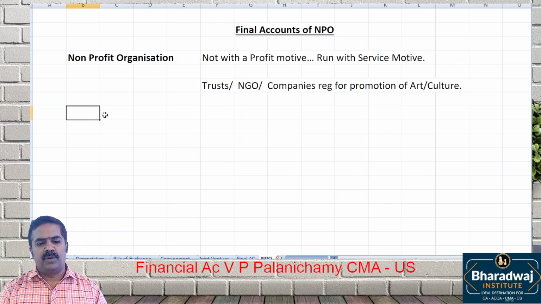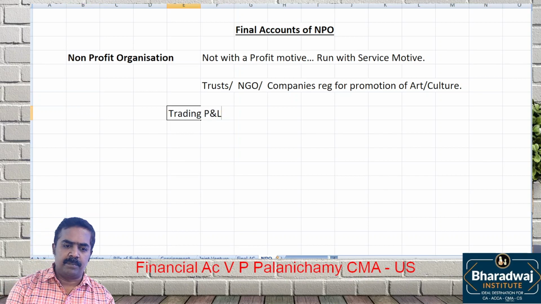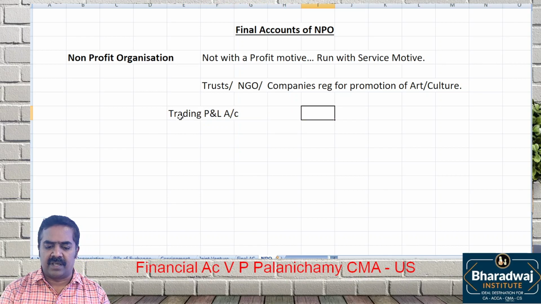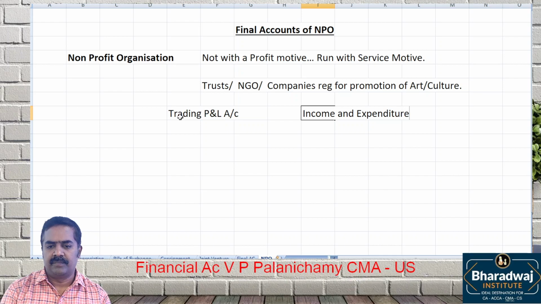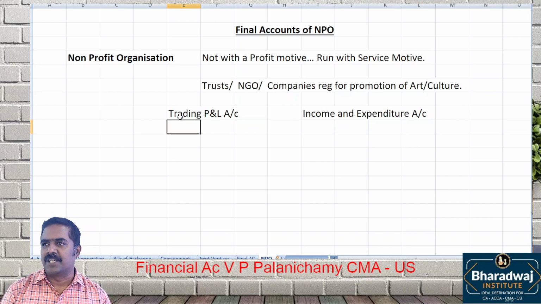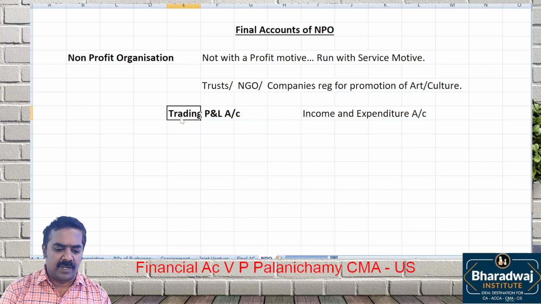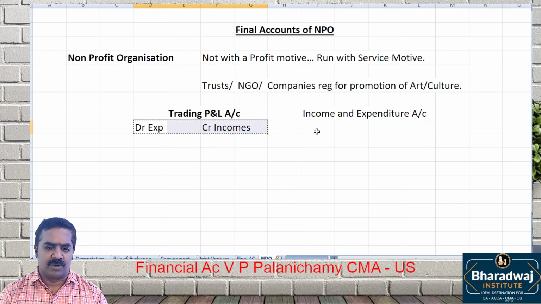Simple. If you look at a profit organization, we prepare which account? Trading, P&L account. Non-profit organizations prepare an income and expenditure account. More simple. So far we were doing which account? Trading, P&L account. The same thing is called as which one? Income and expenditure account. Okay, for a profit organization, we debit expenses and credit what? Incomes. Same thing we are going to do in income and expenditure account also.